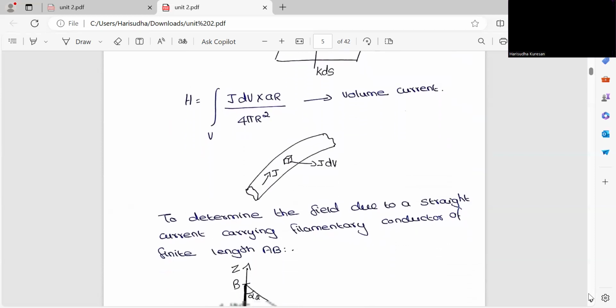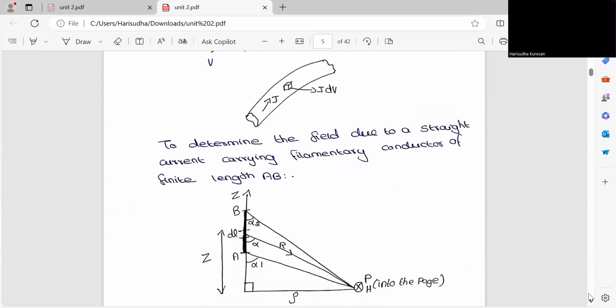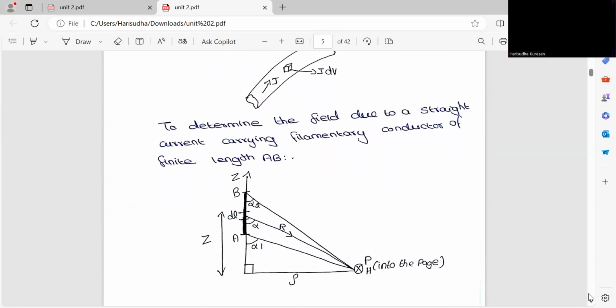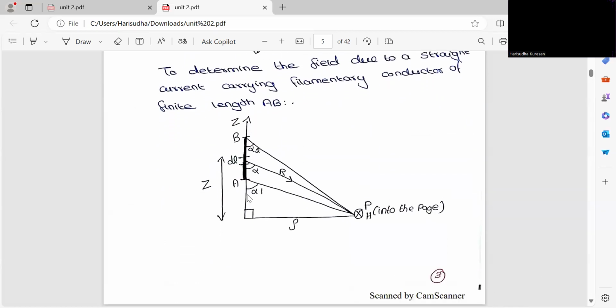Now we'll see an example for the Biot-Savart law: to determine the field due to a straight current carrying filamentary conductor of finite length AB. Now let us see this diagram. You are considering a current carrying filamentary conductor. This is your AB. In this AB, you take a differential length, which is represented as dL. This current carrying filamentary conductor is in the direction of the Z axis.